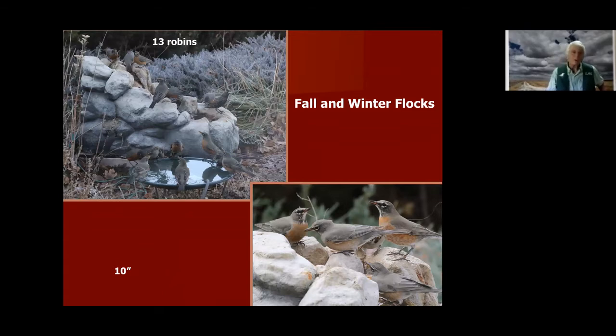I talked about how males have got the darker head, females lighter head. Well, once those juveniles molt into their late summer plumage, their first winter plumage, the birds will flock up after the breeding season. And I'll get these large flocks of robins in my yard.